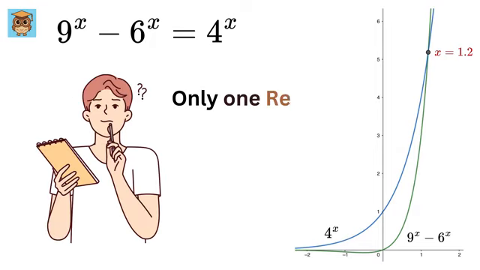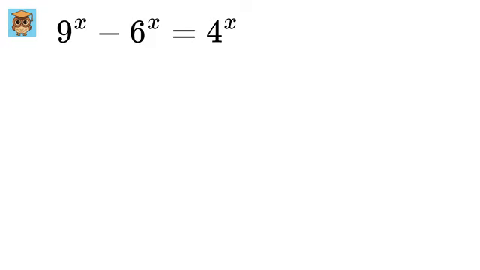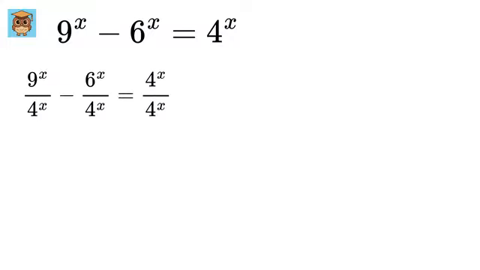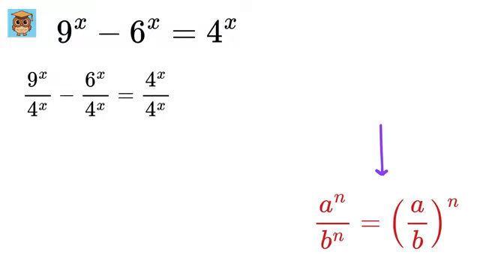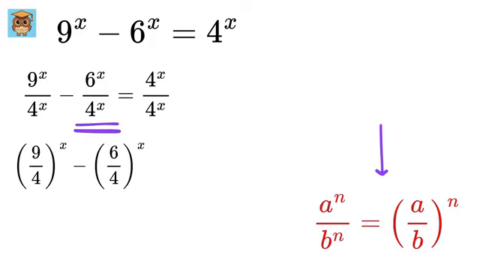But is it true that it has only one real solution? And can we find that point algebraically? Okay, so as a first step, let us divide all of these by 4 raised to the power of x. Next, we can use this power rule to get this as 9 by 4 raised to x, this as 6 by 4 to the x, and this as 1.